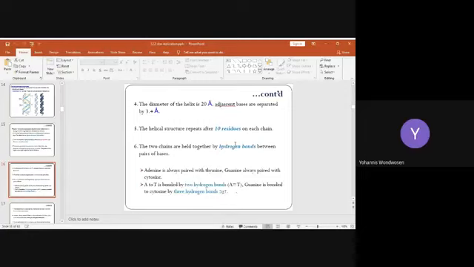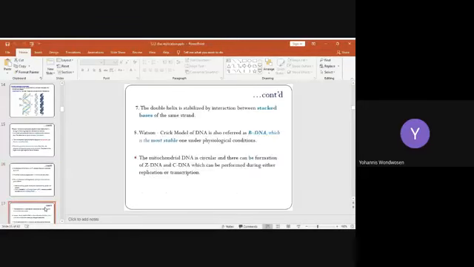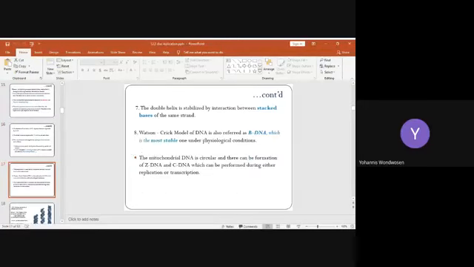Adenine is always paired with thymine, and guanine is always paired with cytosine. It's Chargaff's rule. Adenine and thymine are paired by 2 hydrogen bonds, and guanine and cytosine are paired by 3 hydrogen bonds. The double helix is stabilized by interaction between the stacked bases of the same strand. Also, the Watson-Crick model of DNA is referred to as the B form of DNA, because there are other types of DNA, the A form and Z form, that we will see.